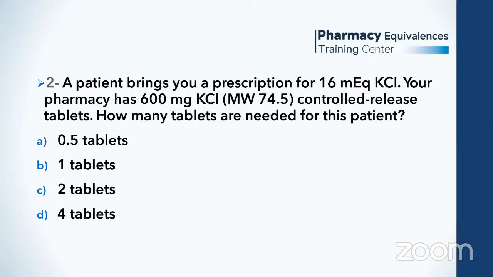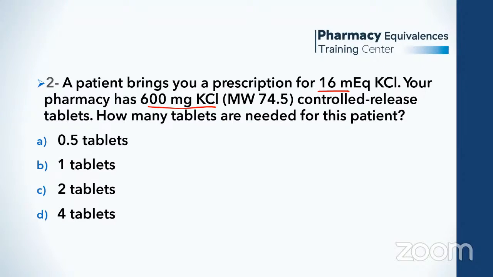The next question. A patient brings you a prescription for 16 milliequivalents potassium chloride. Your pharmacy has 600 milligrams of potassium chloride with molecular weight 74.5. Controlled release tablet. Okay, the form of potassium chloride is a controlled release tablet, each one of 600 milligrams potassium chloride. How many tablets are needed for this patient?